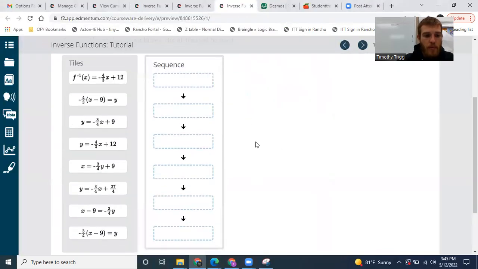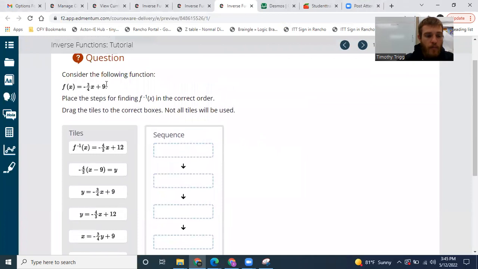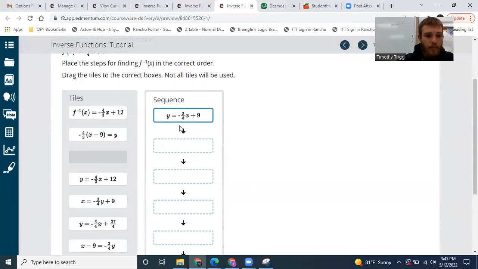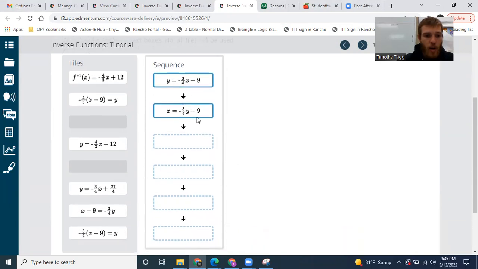So let's go ahead and put these steps here. So if I want to find the inverse of this, first thing I'm going to do is replace f of x with y. Then I'm going to switch where my x and y are. Next, I'm going to start solving for y. So my first step will be to subtract 9 on both sides. Then they multiplied by the opposite reciprocal. They multiplied by negative 4/3.